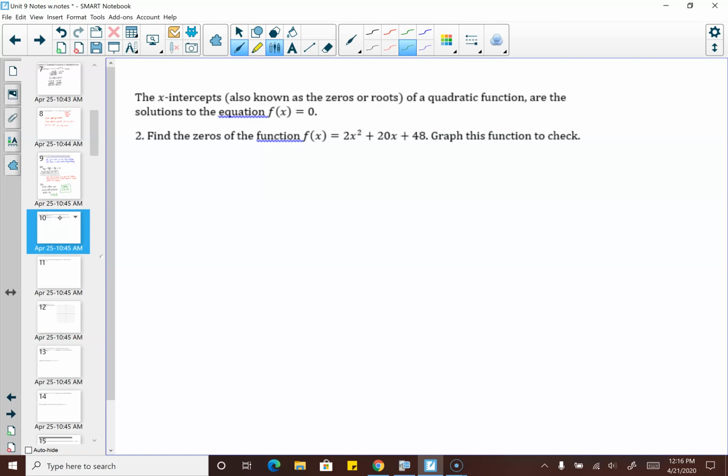The x-intercepts, also known as the zeros or the roots of a quadratic function, are the solutions to the equation f of x equals 0. In other words, they're the solution when you set things equal to 0. Find the zeros of the function f of x equals 2x squared plus 20x plus 48, and then graph this function to check. I want everybody to pause the video for a second, and you can solve this any way you want. You could either try to factor it, or use the quadratic formula. I don't care which way you do it, but solve for the zeros here before you continue with the video.